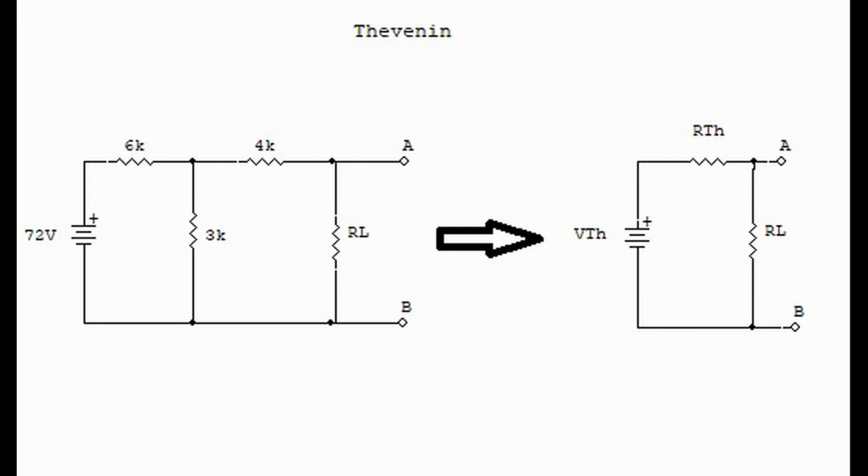The purpose of using Thevenin is to take a complex circuit like the one on the left and convert it to a simplified circuit like the one on the right that only contains the Thevenin voltage and the Thevenin resistance. Then we can add a load and do repetitive calculations.